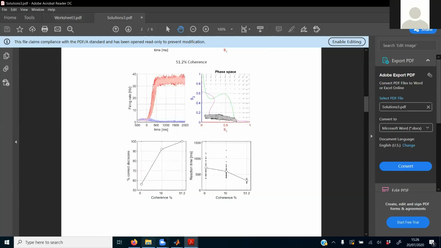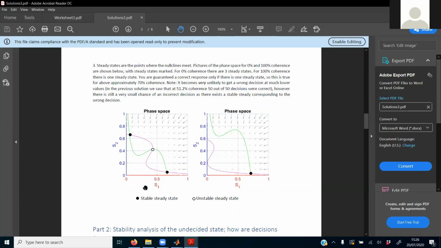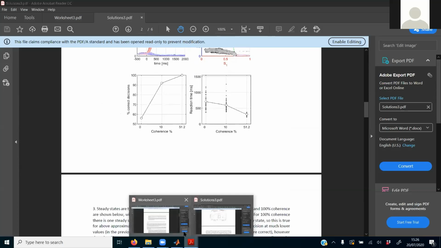So again, we can simulate, but I will just bring up the pictures from before. This on the left was the case of 0% coherence, and we had 3 steady states. The steady states are where the 2 lines cross, remember? So we had 1 stable, 1 saddle, and 1 unstable. And over here is the plot when we've got 100% coherence, and there's only the 1 steady state.